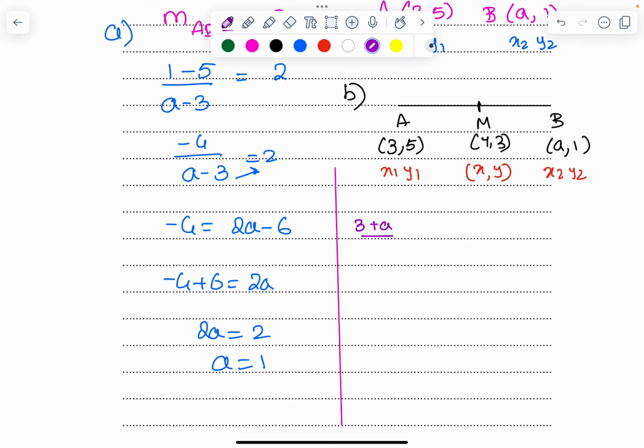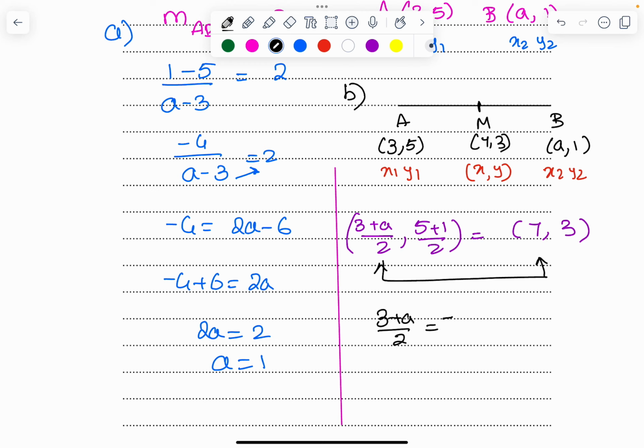(x1 + x2)/2, (y1 + y2)/2 equals x, y, which is nothing but how much? 7, 3. So as such, I'm requiring it at a value. So I equate these both. (3 + a)/2 = 7, 3 + a = 14, a = 11.